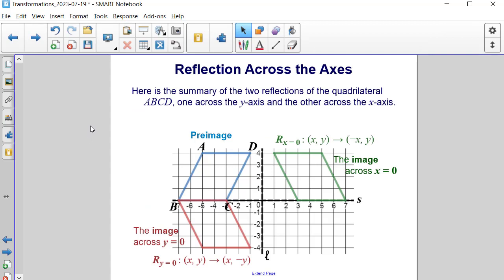Here's the summary of the two reflections of the quadrilateral ABCD, one across the y-axis and the other across the x-axis. So our pre-image, when we reflected it across the y-axis, or x = 0, our coordinates x, y became -x, y. Y coordinates stayed the same, x coordinates switched signs. And when we reflected across the line y = 0, or the x-axis, our pre-image points to our image points went from x, y to the x coordinates stayed the same, but the y coordinates switched signs.